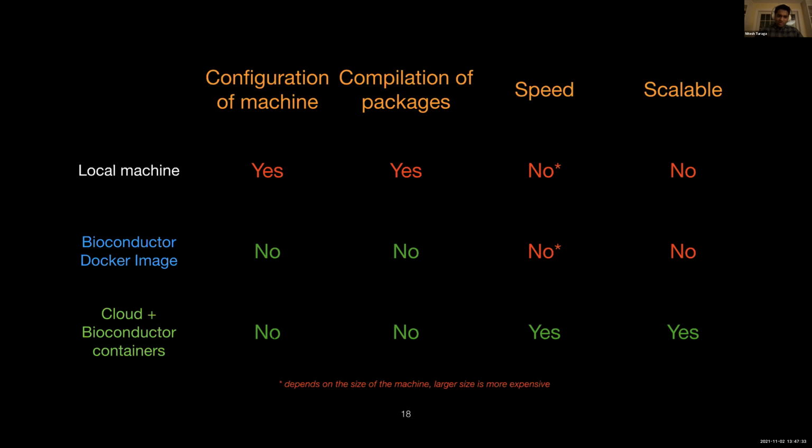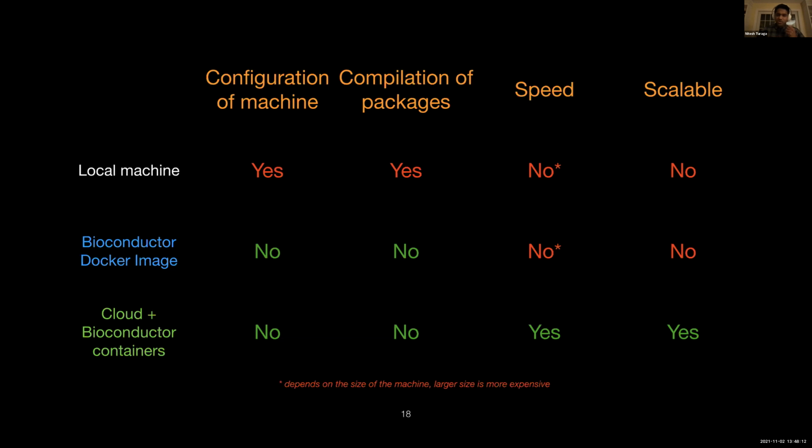So on the cloud, you do not need to configure your machine. You just use the Docker image as given. You do not need to compile packages because you can use binary packages, which we provide. Your speed is based on the compute size of the virtual machine you launch. And you can scale the size of your machine up and down as required for your needs based on the time. So it encapsulates both the scalability and elasticity of the cloud, whereas the other two systems do not.